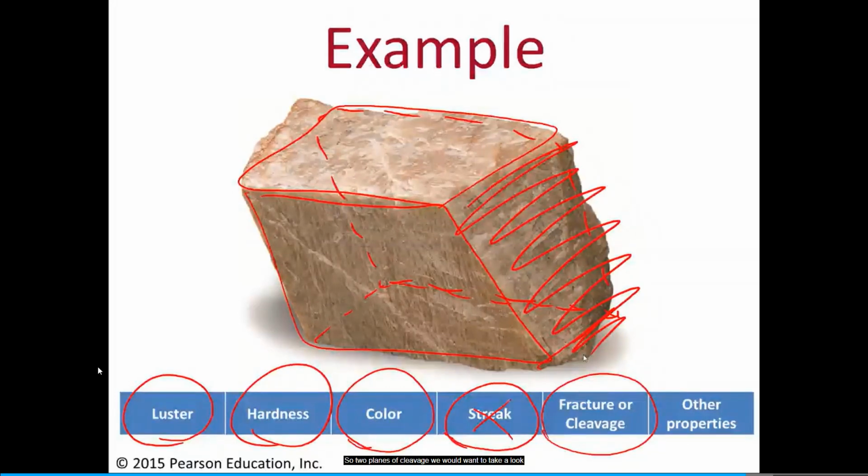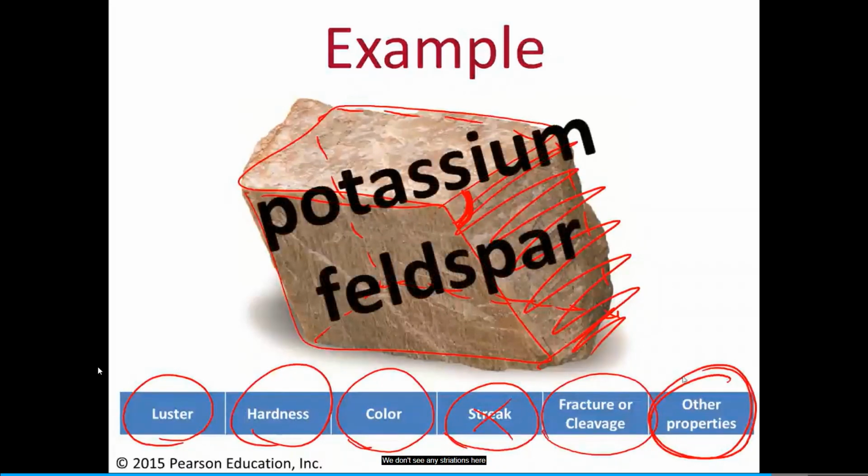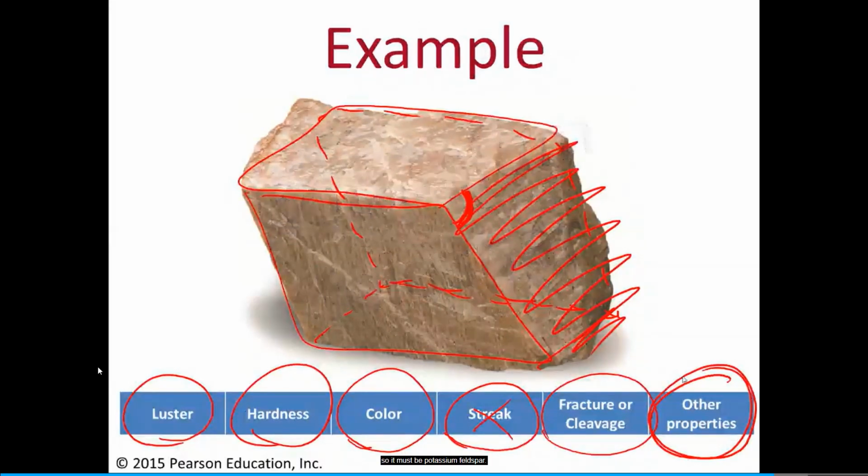So two planes of cleavage, we would want to take a look at the angle between those two planes, and in this case that angle is about 90 degrees. So that is going to really help us zoom in on which mineral this is. It's got to be one of the two feldspars. So if we want to distinguish between potassium feldspar and plagioclase feldspar, we want to look for the presence of striations. We don't see any striations here, so it must be potassium feldspar.